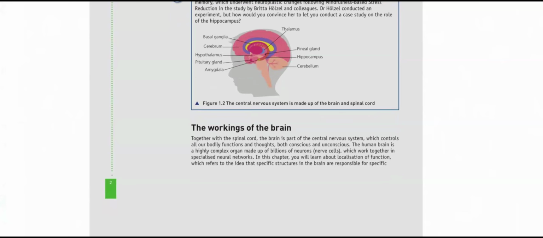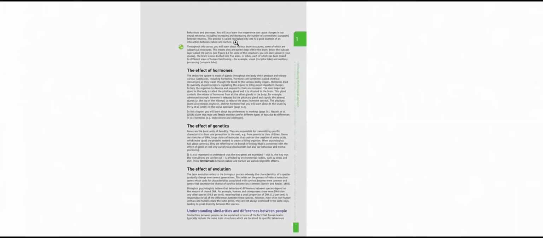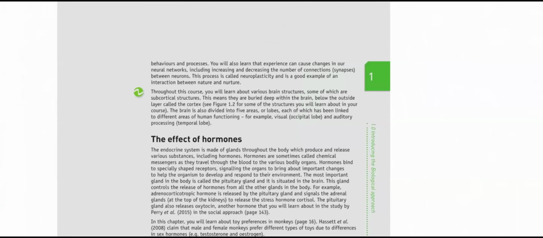In this chapter, you will learn about the localization of function, which refers to the idea that specific structures in the brain are responsible for specific behaviors and processes. You will also learn that experience can cause changes in neural networks, including increasing and decreasing the number of connections between neurons. This process is called neuroplasticity and is a good example of an interaction between nature versus nurture.